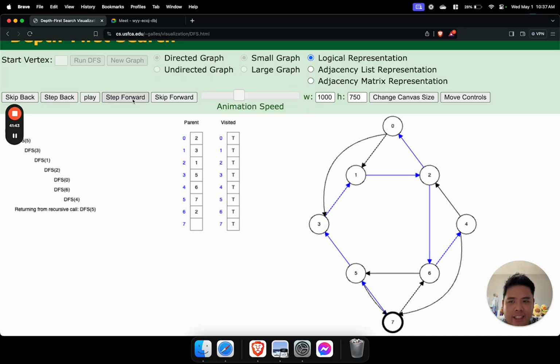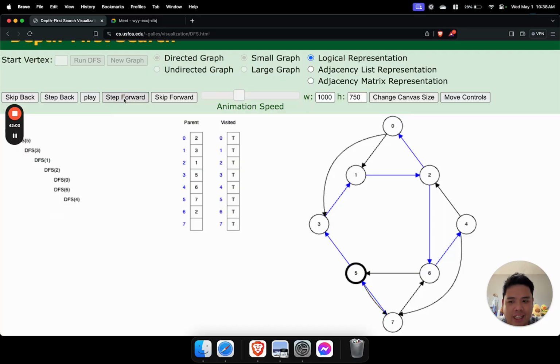And now I am at... Oh, I did actually have something to check. Sorry. 5 can actually have an arc going to 7. So we need to check 5 to 7. Is 7 already visited? It is. So do nothing.